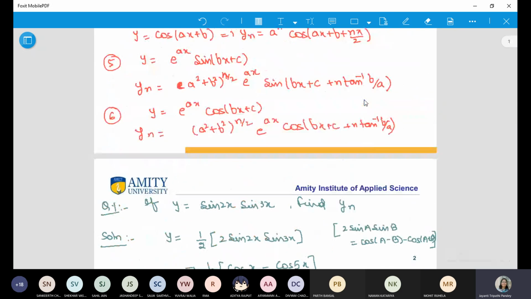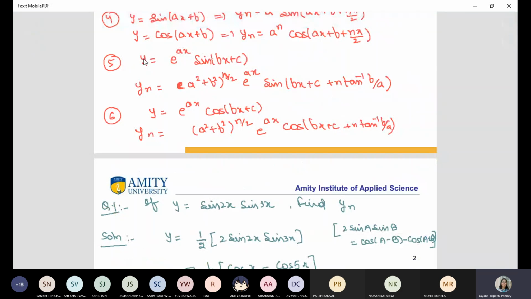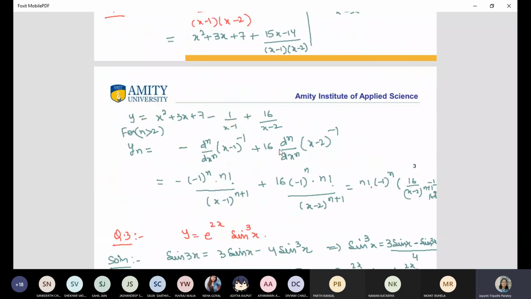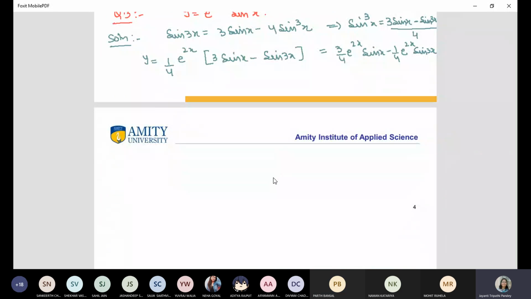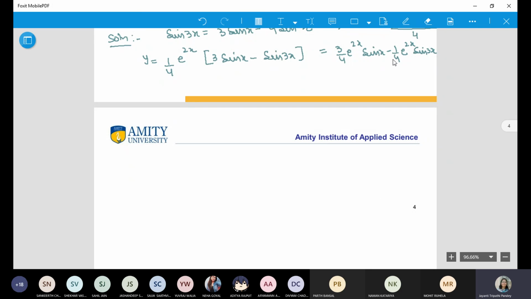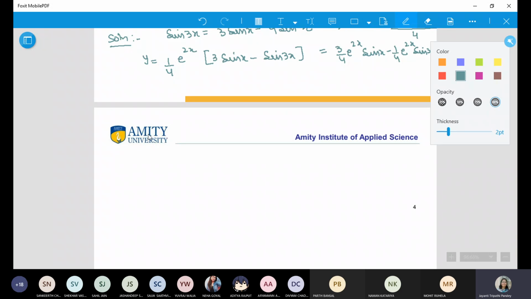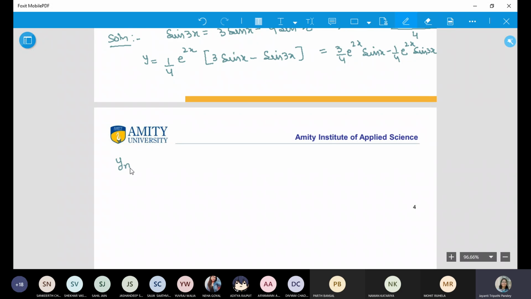Let's go back to see this formula. Note it down. y is equal to e to the power ax sine bx plus c. I hope it is in front of you. So let's try and apply it. Now focus on the first part. This is the part. Now you are finding yn.